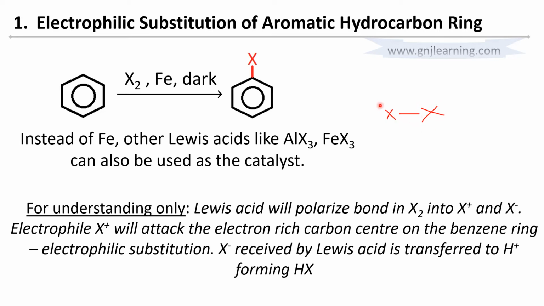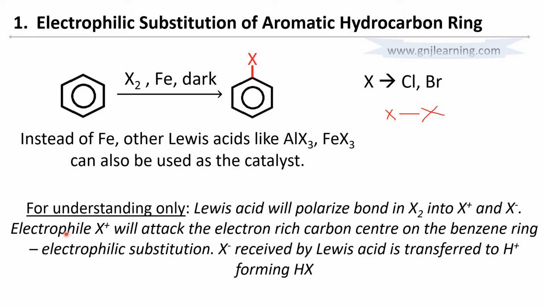Positive X will move and attack the electron rich center. Clear? Let's assume that this bond pair is taken away by this X, so it will become X minus like this, and this will become X plus. That's how the Lewis acid will polarize the bond in X2 into X plus and X minus.